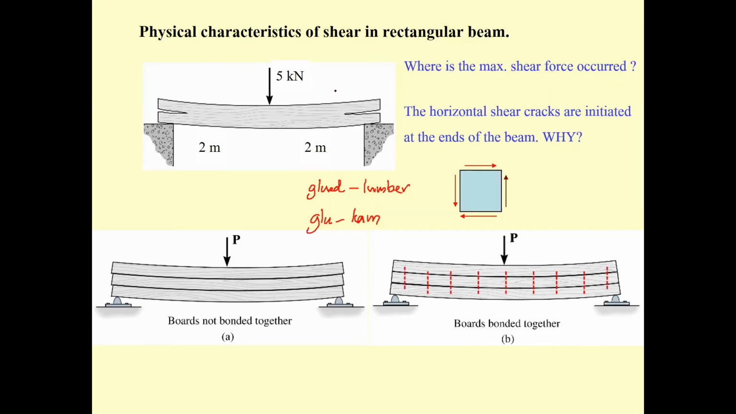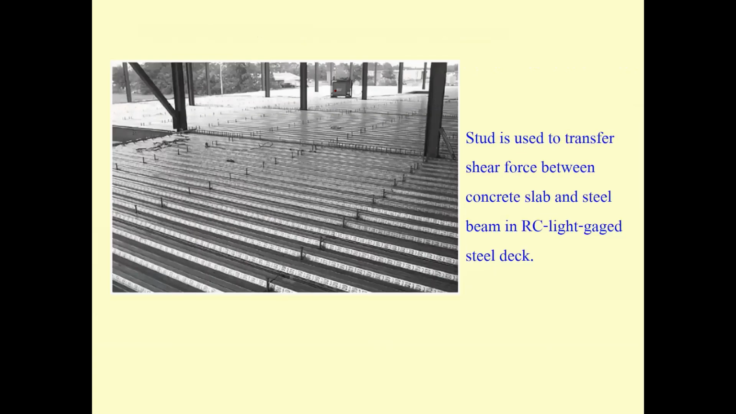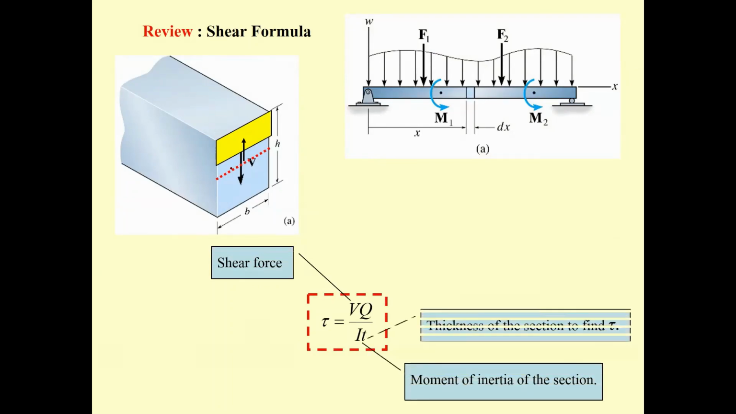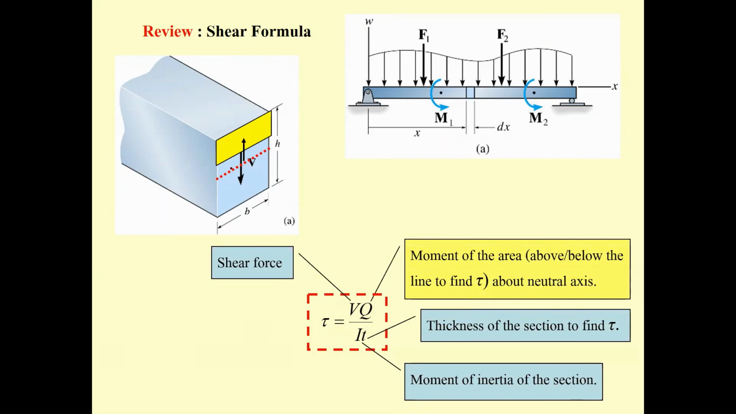Anyway, let me go further. This is for the reinforcement. We are going to have this kind of thing taking care of the shear stress transfer. And this is the equation: tau equals VQ over IT. V is the shear, I is the moment of inertia, T is the thickness. Q is the hardest part. It is the moment of the area above or below the point you are looking at, with respect to the neutral axis. I will show you later.